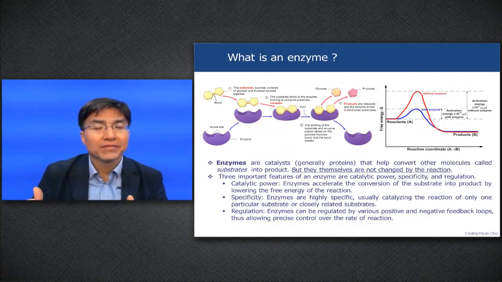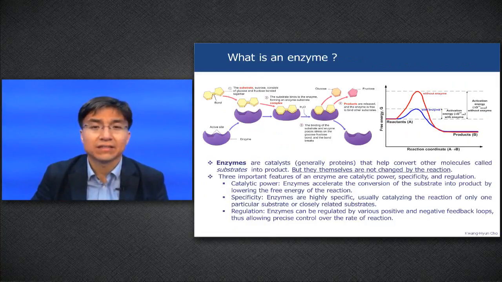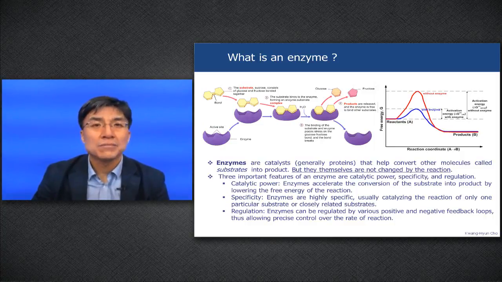Enzyme is one of the very important elements in signal transduction pathways. Enzyme, as you know, is basically a catalyst that helps convert one molecule, called the substrate, into product. But they do not change by themselves during this reaction. Three important features of an enzyme are catalytic power, specificity, and regulation.